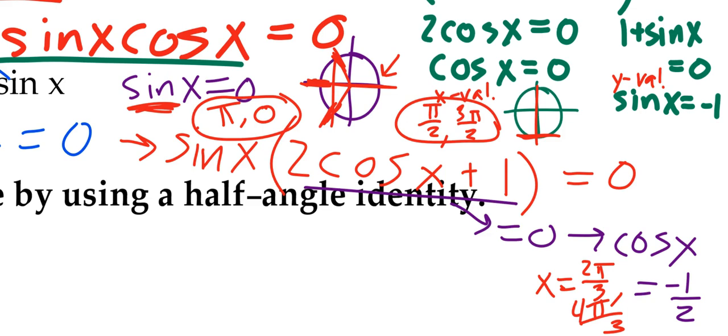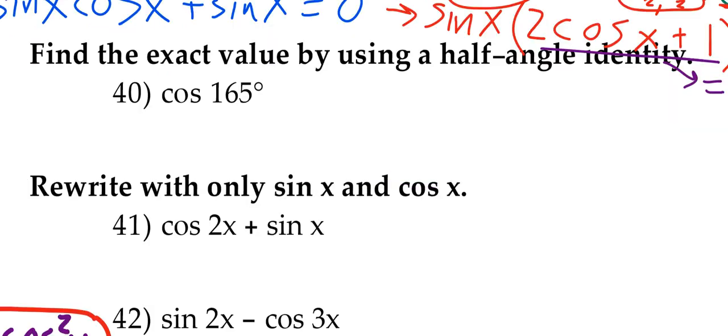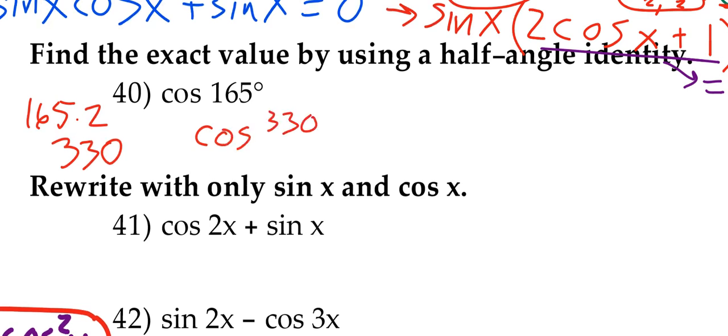Okay, let me pause the video for the angle identity for cosine 165. So if you need 165, then you need to double that to find the angle we're using. So what is 165 times 2? 330. So we're doing the cosine of 330 over 2.